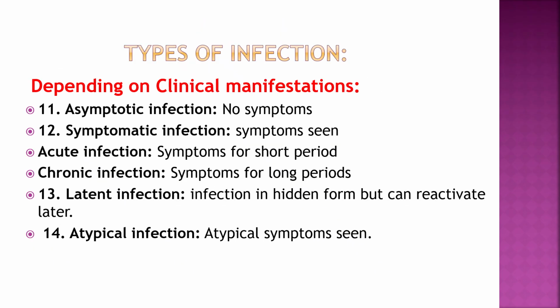Types of infections according to the clinical manifestations. So they can be asymptomatic and symptomatic infection. Asymptomatic when no symptoms are seen, and symptomatic when symptoms are seen. So it can be acute infection when the symptoms are seen for a short period, and chronic infection when symptoms are seen for long period, that is more than 6 months of duration. Latent infection when infection is in hidden form.